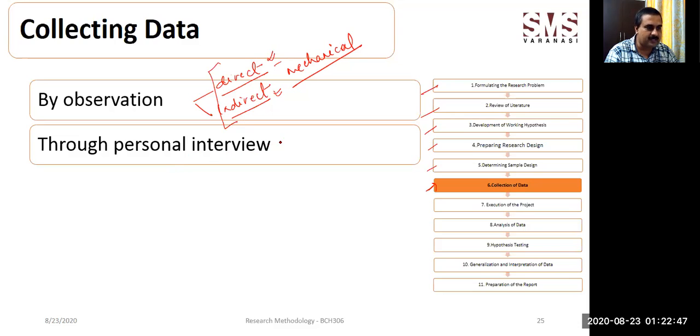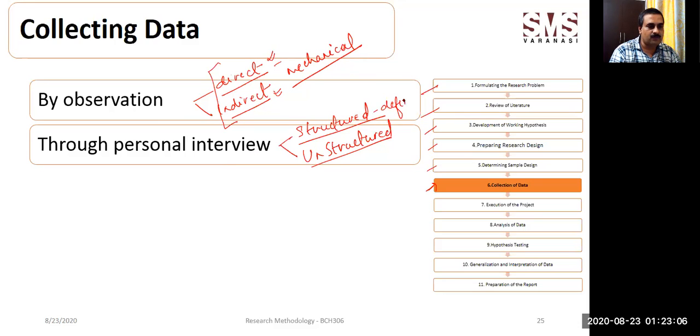Second one is through personal interview, and personal interview can be of two types, structured and unstructured. Structured means a defined format would be there, which particular question is going to be asked when it is being scheduled. In unstructured, the next question follows the previous one depending upon the response to the first question. So unstructured questions follow as the talk goes on, as per the response of the respondent. Structured has a predefined structure on the basis of which we usually ask questions.